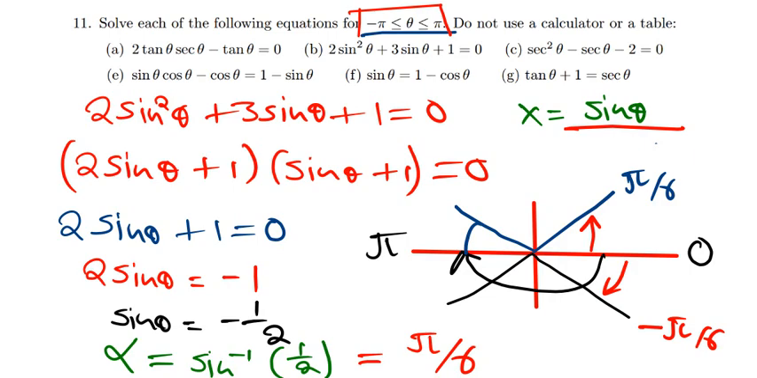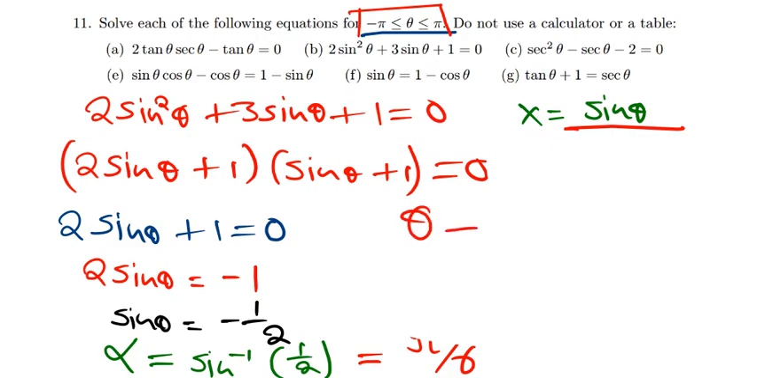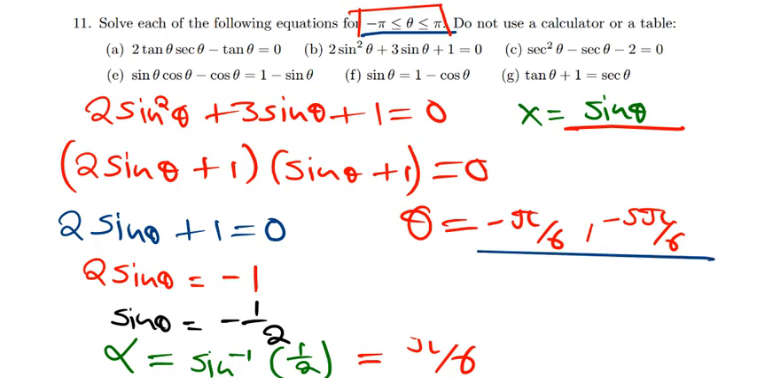So if you subtract pi over 6 from pi, what are you going to get? Pi minus pi over 6 gives positive 5 pi over 6. For the negative part, it will give you negative 5 pi over 6. I hope I haven't confused you there. So the answers that we found are negative pi over 6 and also negative 5 pi over 6. These are the two answers that are going to satisfy that first equation, right?